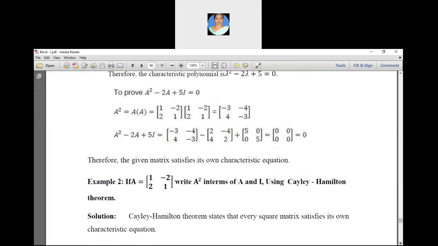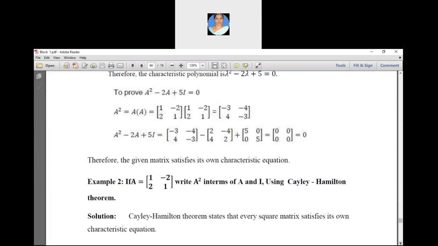So A square equal to A into A. We already know that to multiply matrices, we multiply each row with each column. So we get the result minus 3, minus 4, 4, minus 3. This is our A square matrix value. And we know A square minus 2A plus 5I equal to, now you substitute the A square matrix, A matrix and I, the identity matrix. Now simplify this, we get our result is 0. Therefore, the given matrix satisfies its own characteristic equation.